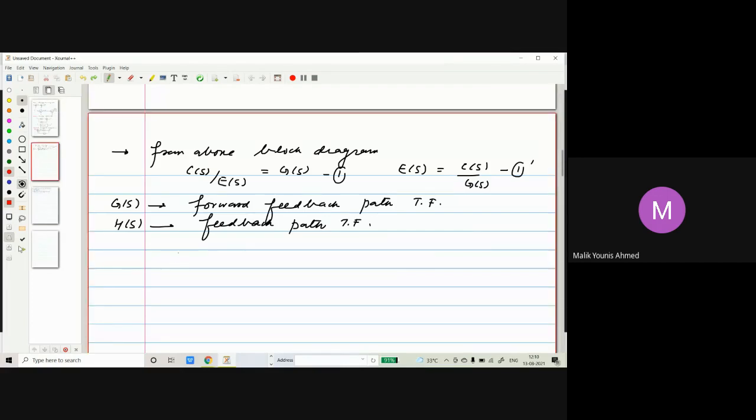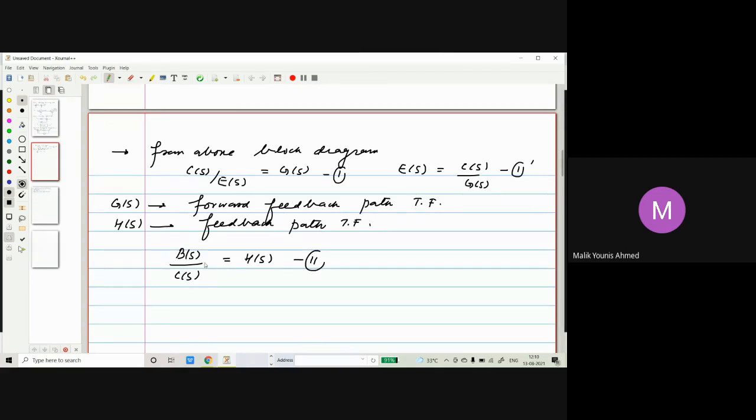So we can also write that B of S divided by C of S is equal to H of S. Very clear. Second equation.